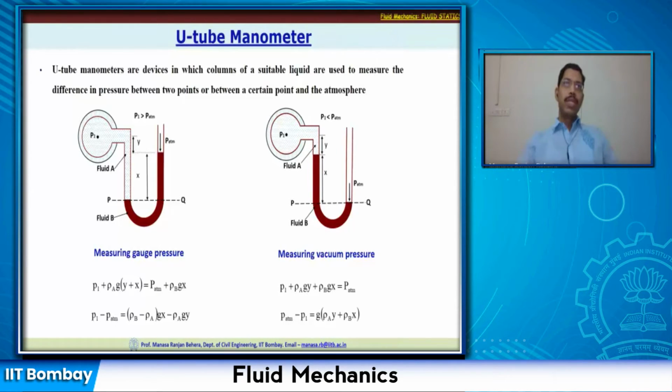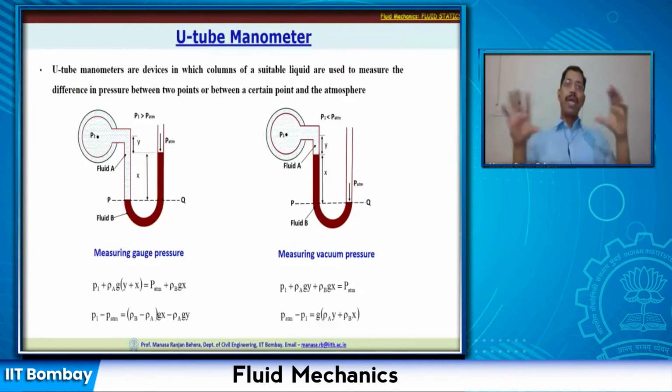This fluid B is your manometric fluid, and fluid A is the fluid or working fluid that is actually in your pipe, or that pressure you want to measure within certain fluid, that is your working fluid. And the fluid that is used in the manometer is called manometric fluid. So, U-tube manometers are devices in which columns of suitable liquid are used to measure the difference in pressure between 2 points, or between a certain point and the atmosphere.